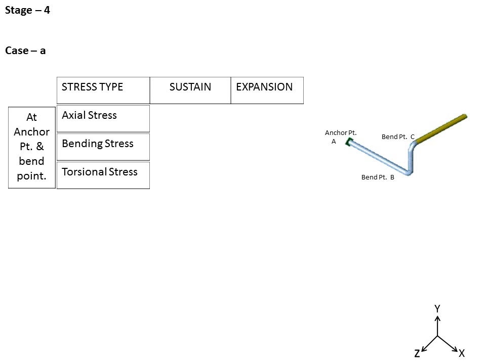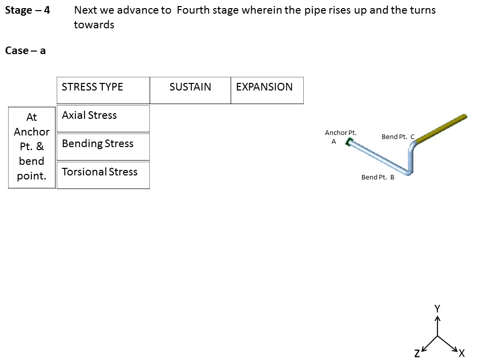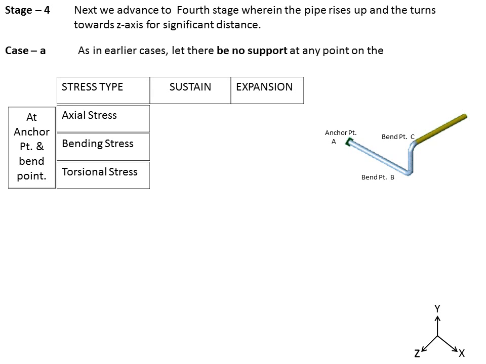Moving to a next configuration where for the first time we will be having a vertical leg BC. Next we advance to the fourth stage wherein the pipe rises up and turns towards the Z axis for a significant distance. As in earlier cases, let there be no support at any point on the pipe and it be anchored at initial point A.